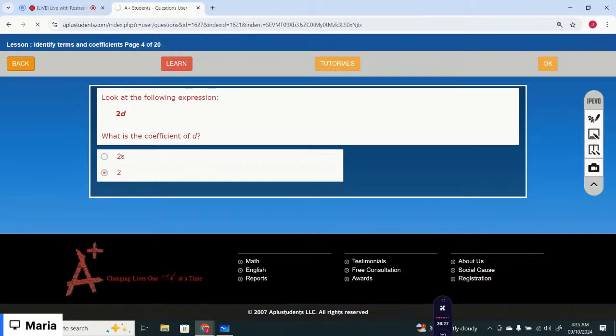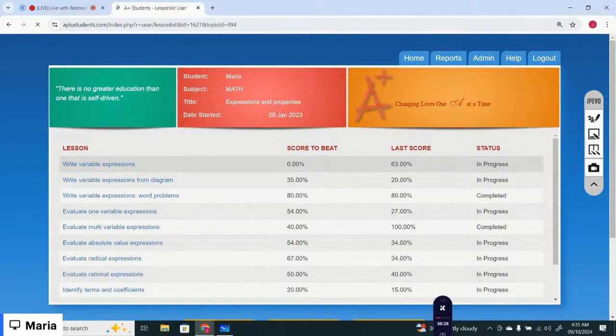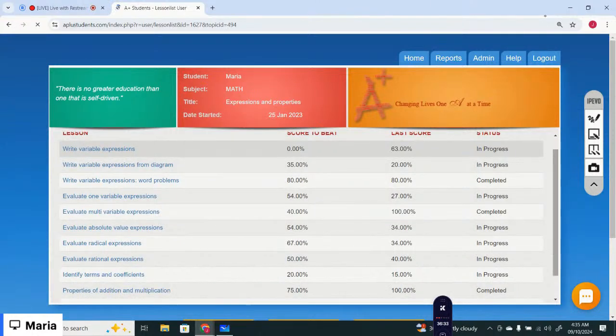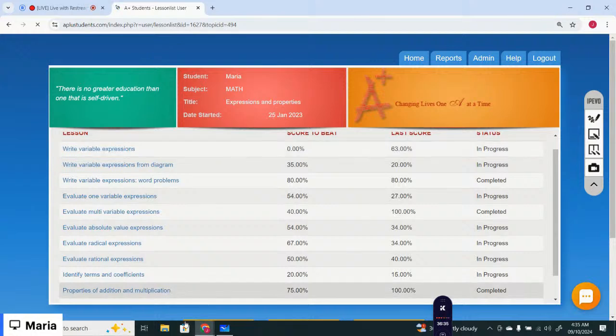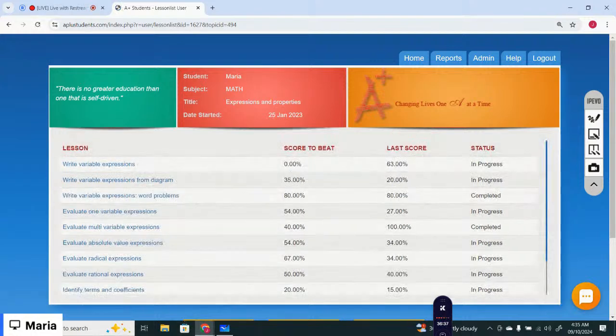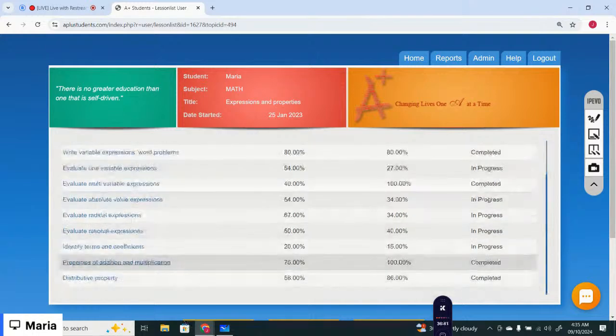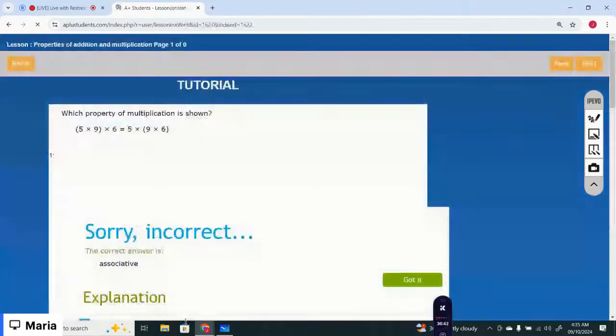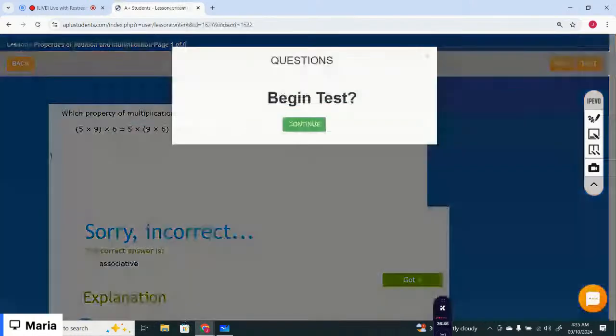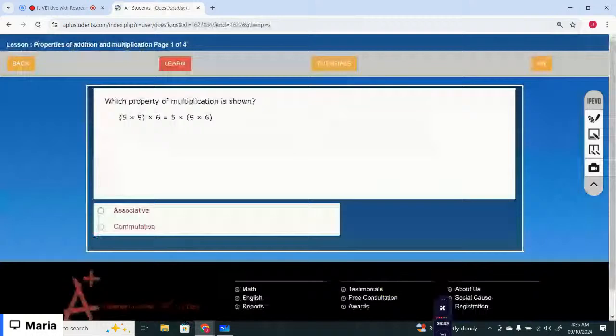So let's just do another one. That is properties of addition and multiplication. So let's just start with the lesson. Okay, let's just start with the test questions. You can have a look at the tutorial by yourself.